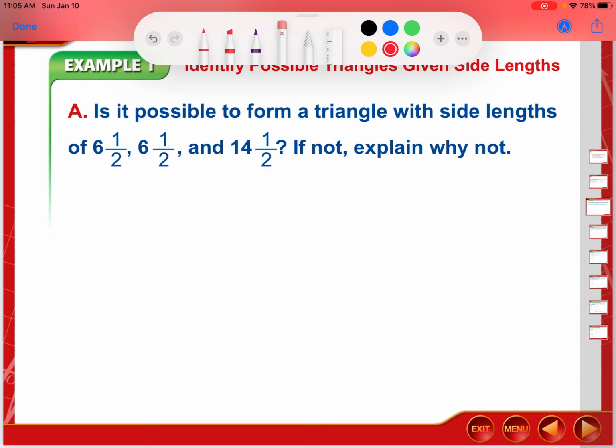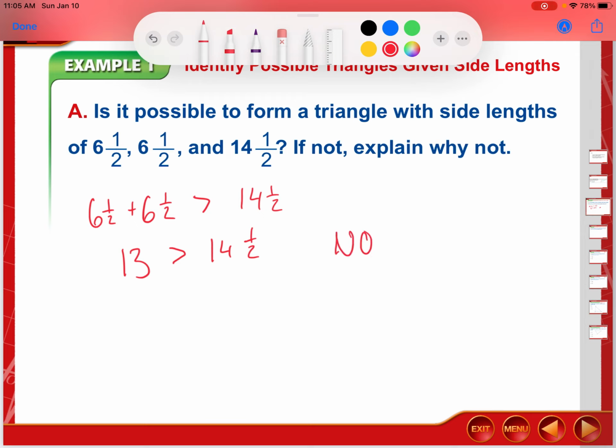So I say 6.5 plus 6.5 has to be greater than 14.5. So I need to check this. 6.5 plus 6.5 is 13. So is 13 greater than 14.5? No. So it can't be a triangle because 13 is not greater than 14.5. All right, pretty straightforward stuff.